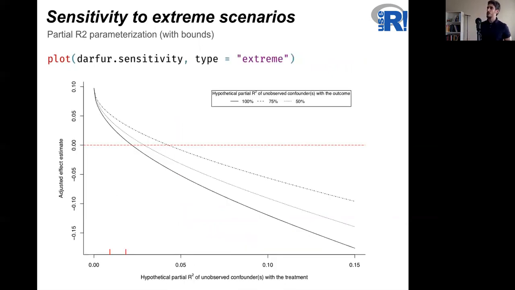Finally, the last plot I want to show you is an extreme scenarios plot. You can obtain those plots by adding the option type equals extreme to the plot call. So here the x-axis still shows the partial R-squared of the confounder with the treatment, but now the y-axis shows the adjusted estimated effect. Then we consider different extreme scenarios for the partial R-squared of the confounder with the outcome, represented by different curves. For example, the solid line here represents assuming a partial R-squared of 100%, then the next line 75%, and the other line 50%. And the red tick marks on the bottom show the bounds on confounding once or twice as strongly associated with the treatment as Fameo. And as we can see, confounding once or twice as strong as Fameo would still not explain away the point estimate, even in these extreme scenarios.